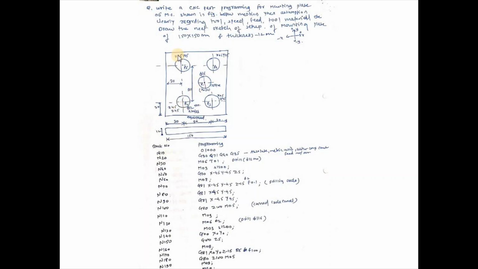And I will start first with these 4 holes, which are 512. So you have to write G90, G71, same tool change, M03, rapid travel. First I will travel towards X minus 45. Minus 45 means this third quadrant.